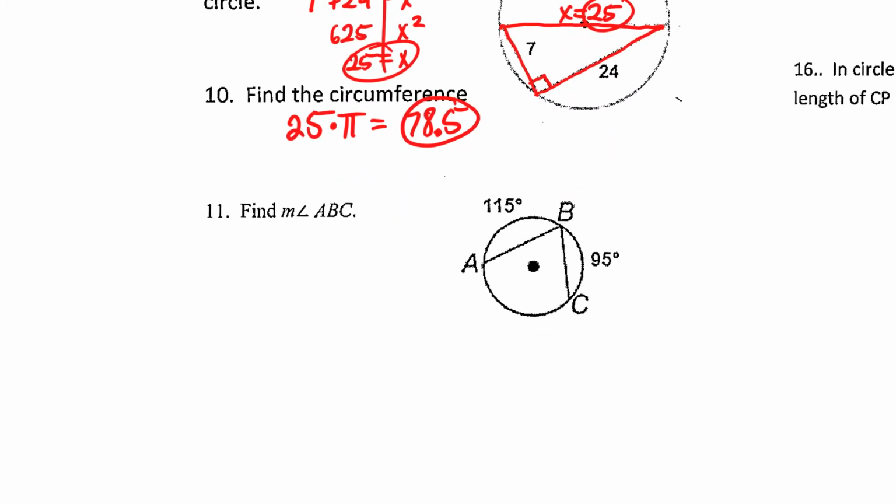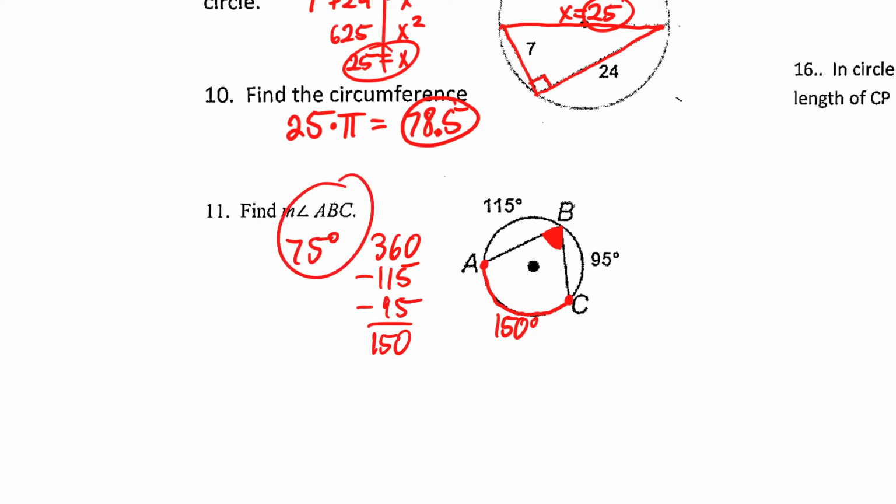Number 11 says find the measure of angle ABC. Angle ABC is an inscribed angle. To find angle ABC, I need to know how big this arc is right here. How would I find the measurement of that arc? 360. Good. So 360 minus 115 minus 95. And what does that leave? 150. So how big is that angle? 75. It's half of that arc.